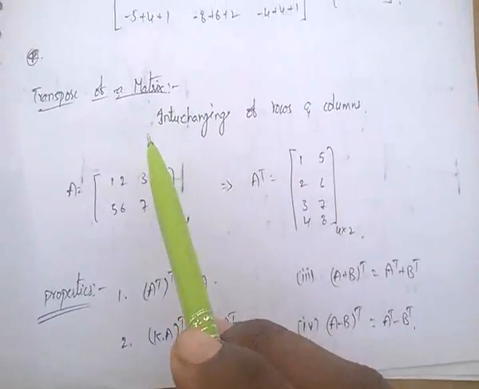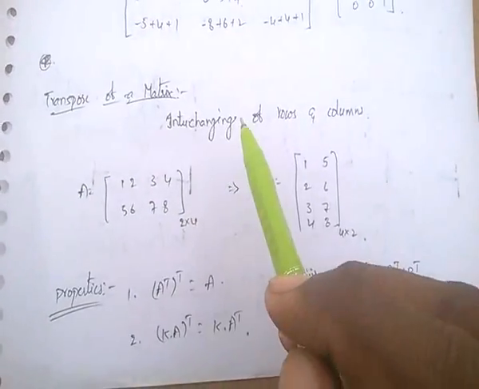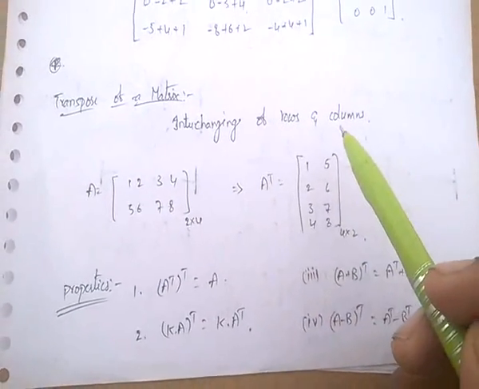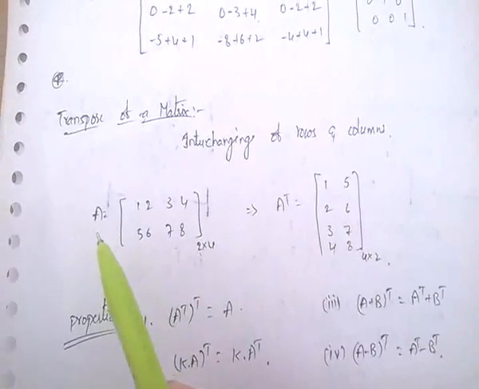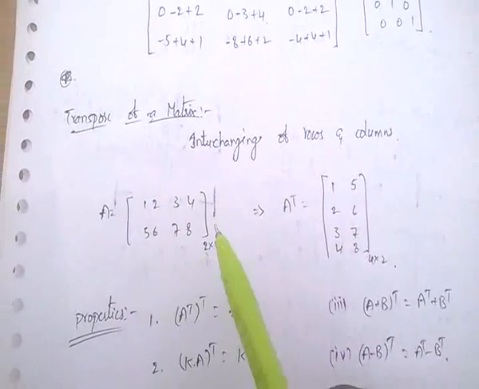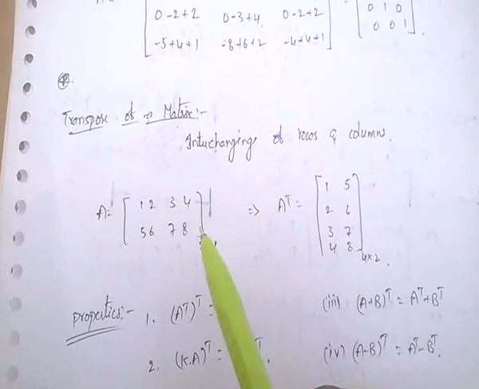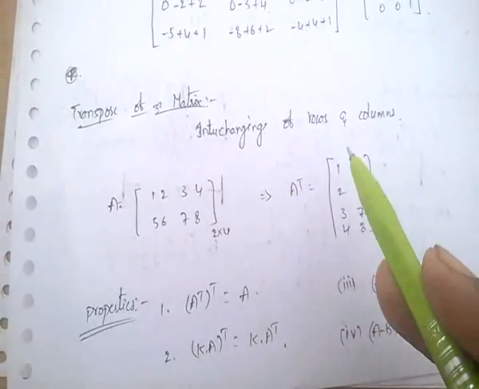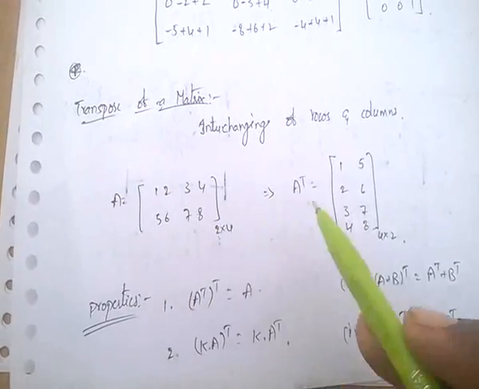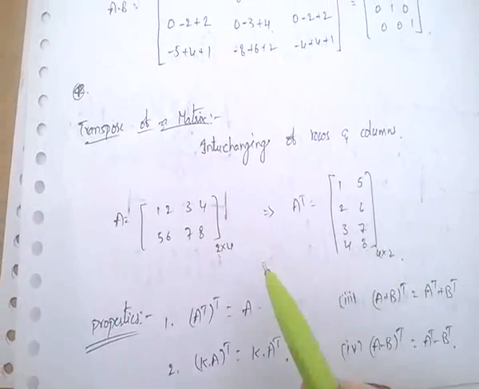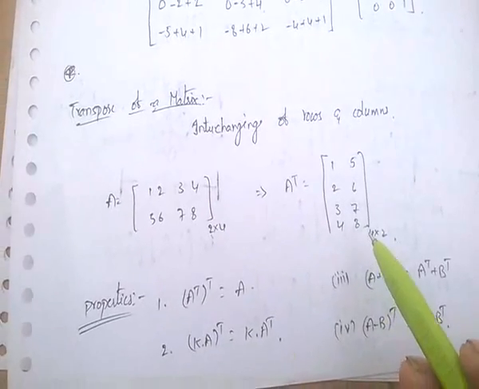Transposition of matrix. Transposition of a matrix is nothing but the interchange of rows and columns. For example, A is a matrix 1 2 3 4 5 6 7 8. So interchange rows into columns. That means 1 2 3 4 as a column, next 5 6 7 8 as a column. So the order is reversed. 2 by 4 becomes the reverse of the order, that is 4 by 2.